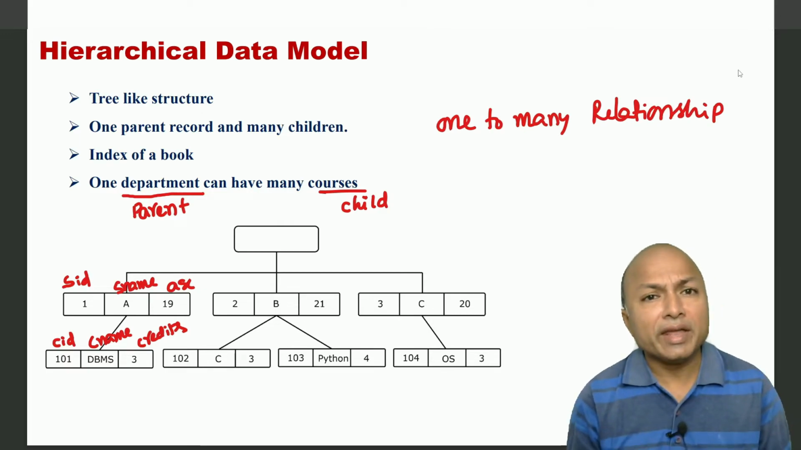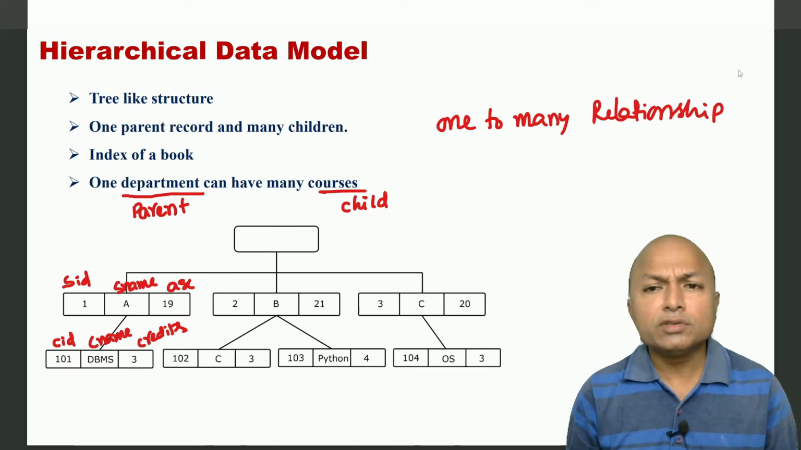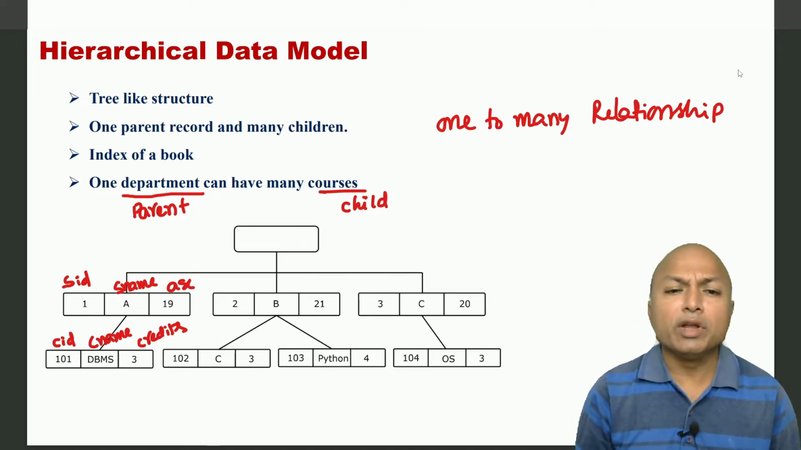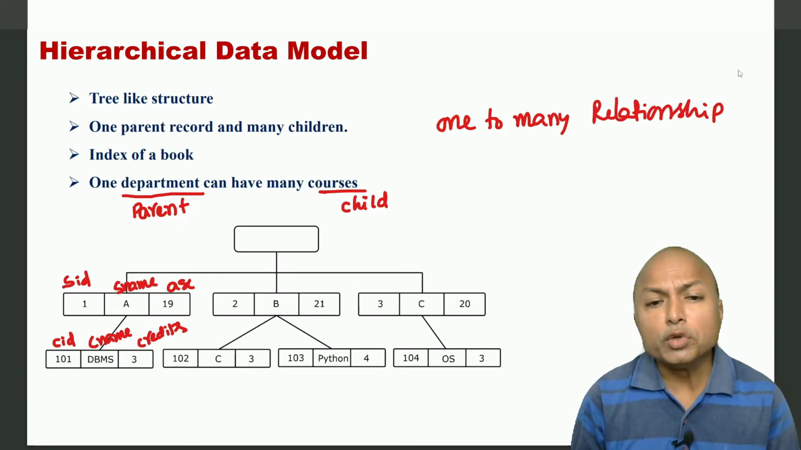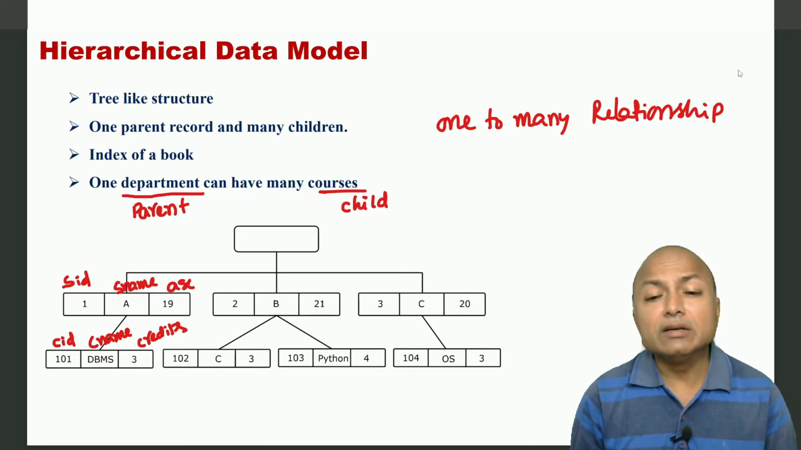The disadvantage with the hierarchical data model is that it supports one-to-many relationship only. Another problem with the hierarchical data model is that it creates data inconsistency. Whenever we are going to remove a parent, then we are supposed to remove the relevant children also.